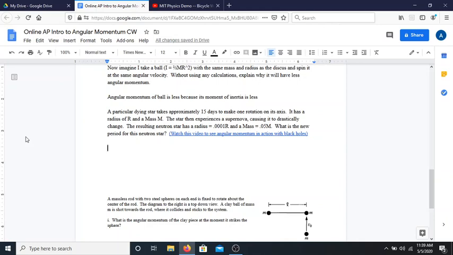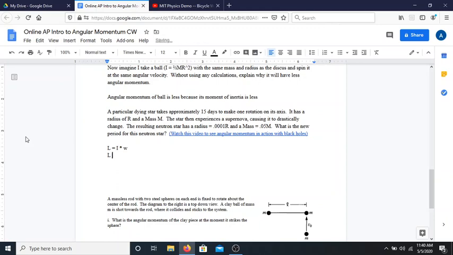Now, this question can seem complicated because there are a lot of moving pieces. But what it comes down to is we first want to figure out what the angular momentum of this star is at the beginning. So the starting angular momentum is just equal to its moment of inertia times its angular velocity.